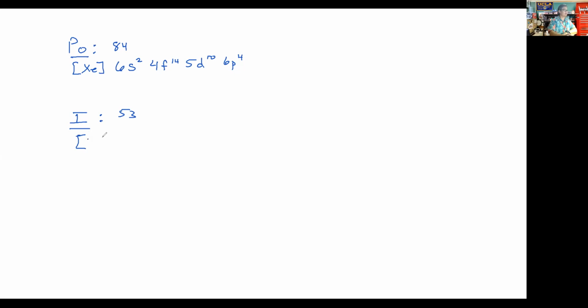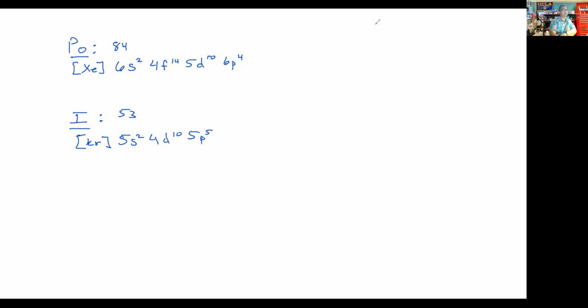So we'll put that in brackets. We'll start our count at square number 37, which is going to be the 5s. We're going to count both of those, and then we get to the 4d. We count all 10 of those, and then we get to 5p, and we're going to count 5 squares in order to get to iodine.